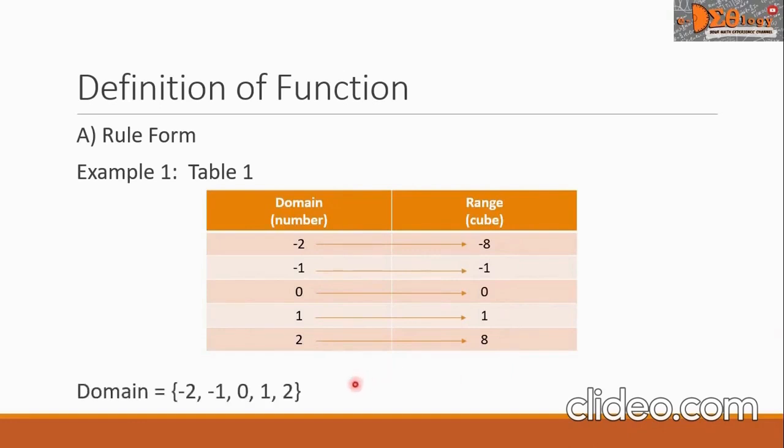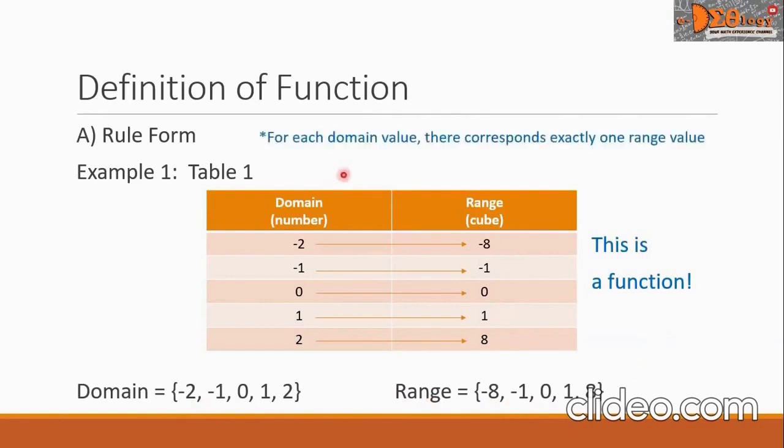Here the domain is the numbers -2, -1, 0, 1, 2. And the range elements are -8, -1, 0, 1, 8. This is a function because for each domain value there corresponds exactly one range value. This is our final answer.